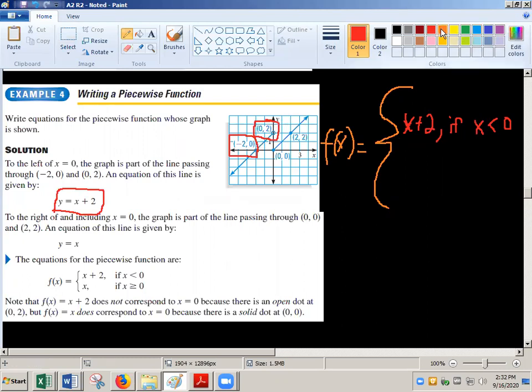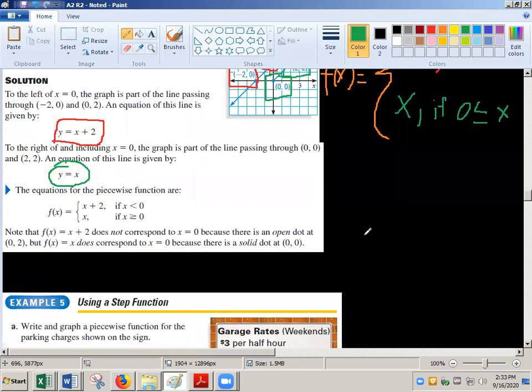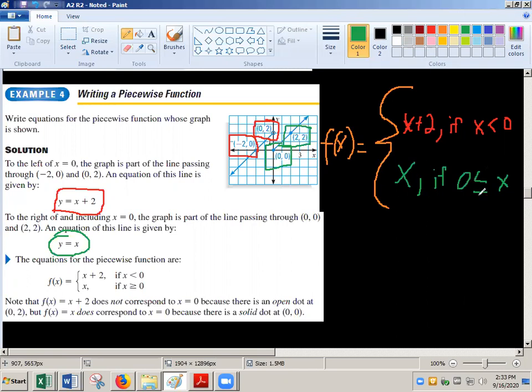For the next one, I again want to figure out what my equation is. So using these 2 points to generate an equation, I'm able to figure out that I get y equals x as my equation. Again, I'm not graphing y equals x everywhere. I'm graphing f of x equals x only if my x value is greater than or equal to 0. So now we have our piecewise function for this graph here. Solid dot coming from the greater than or equal to.